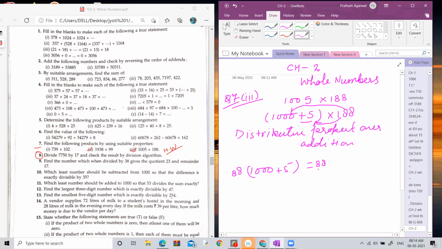Okay. So what would be the product of these two numbers? Write it down in the chat box quickly.